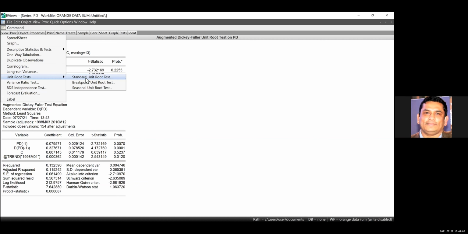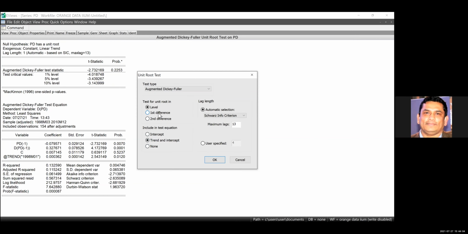Then what we do is take the first difference. In the first difference, as we didn't find the intercept significant in either case in the level value, we are not using any intercept or trend. That's simply the none, because we are already using the first difference to check whether it's I0, I1 or I2.